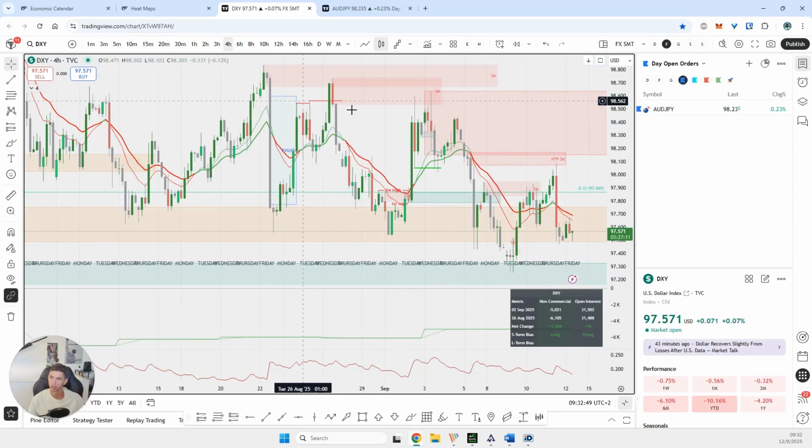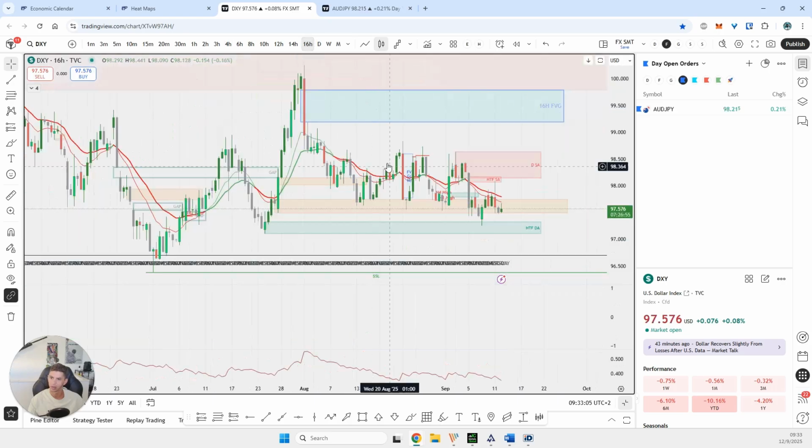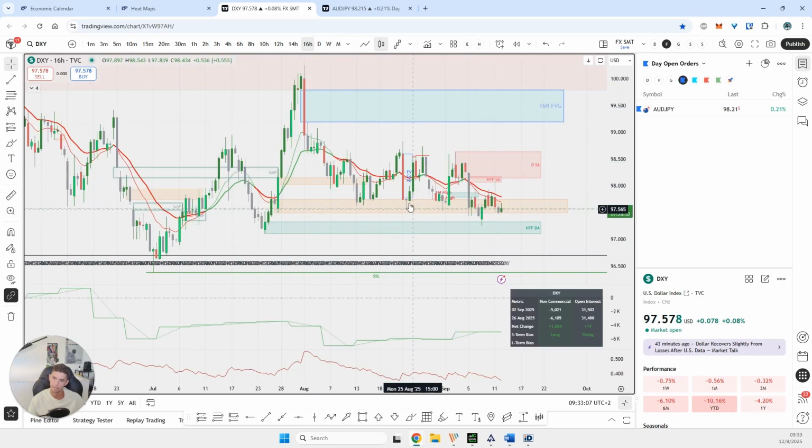Beautifully rejecting a higher time frame supply area right here, and boom, meltdown. So where are we expecting? We're expecting a bearish continuation, right? If you remember yesterday's analysis, we were exactly on that. We were expecting lower prices. Boom, boom, nuking all the way, and today we are there too.